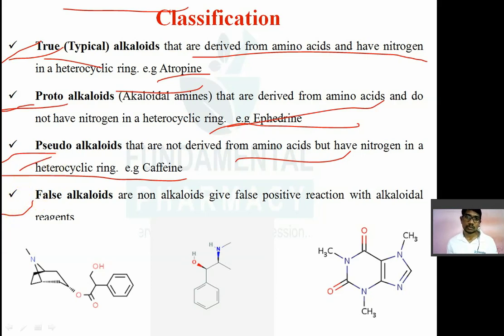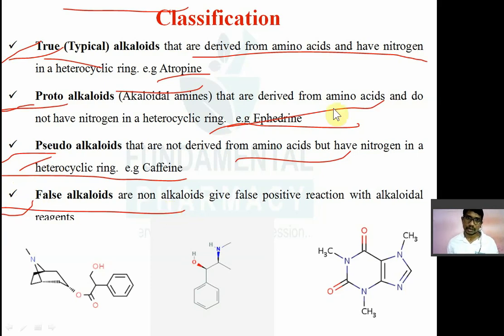Now the fourth one is false alkaloids. They are not true alkaloids, they are not alkaloids, but they will give you a positive identification test. The identification test for alkaloids will be given positive by this kind of chemicals. They are known as false alkaloids.